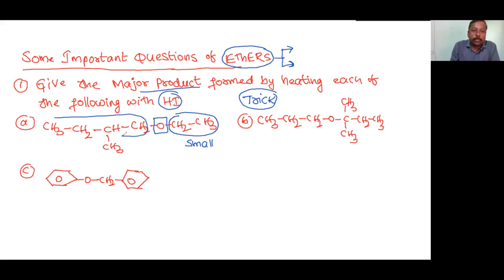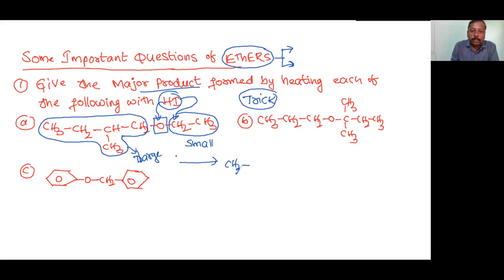So in case of an unsymmetrical ether, you have to differentiate the two parts, which is the larger group and which is the smaller group. When you are heating with HI, the iodine will go to the smaller group and the hydrogen will go to the larger group along with the oxygen. So the answer will be like this, but you should present it in nice language.